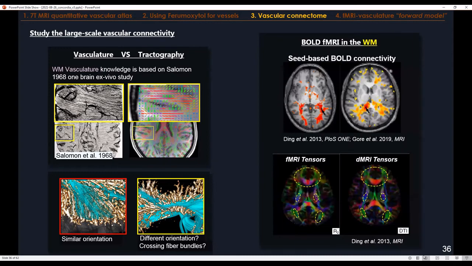And also we want to understand how the BOLD fMRI that we saw in the white matter seems to follow those vascular vessels that we see in the white matter. So you may be familiar with John Gore's recent analysis of the white matter BOLD. He was building seed-based BOLD connectivity in the white matter and saw some correspondence between BOLD-based tensors that we can reconstruct in the white matter and dMRI tensors.